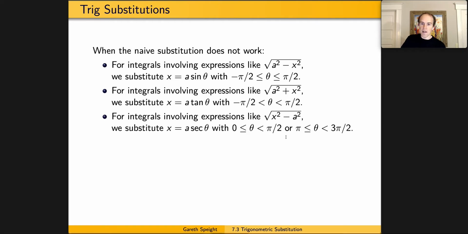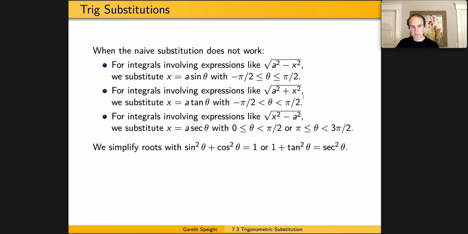Okay, and then finally, if we have something like the square root of x squared minus a squared, then we're going to want to use x equals a secant theta with these values of theta. So these are things to keep in mind. Remember the correct type of substitution for each of these different integrals involving square roots. And as we said, it doesn't have to be just integrating this square root, it could be things involving this square root. And here are the identities we're going to have to use.